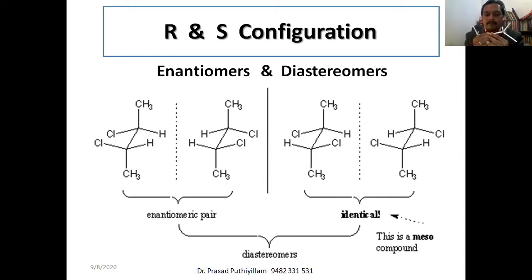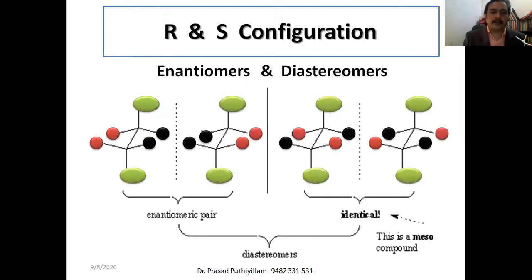I will try to represent this with a model that I prepared with straw and paper. I'm preparing that one. Better that I give colors to the compound. So CH3 I give green color, chlorine is given red color, and hydrogen is given black color. So this is the representation.